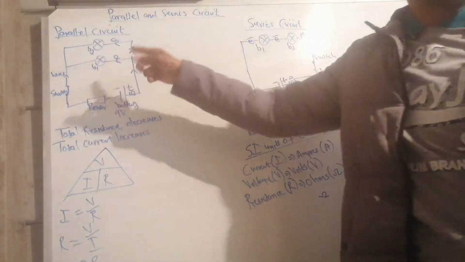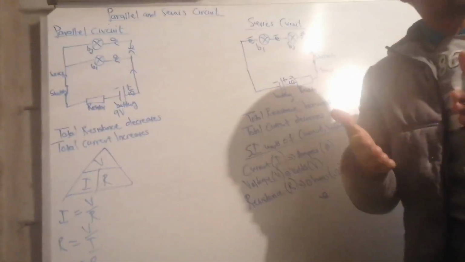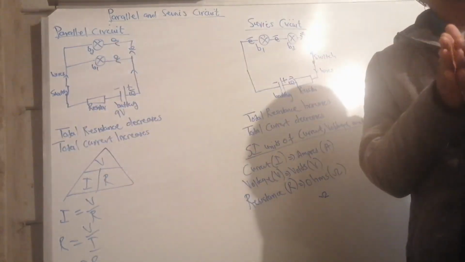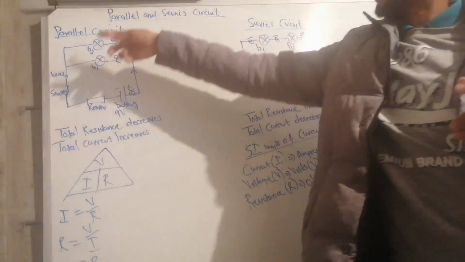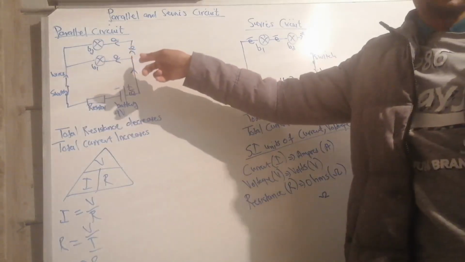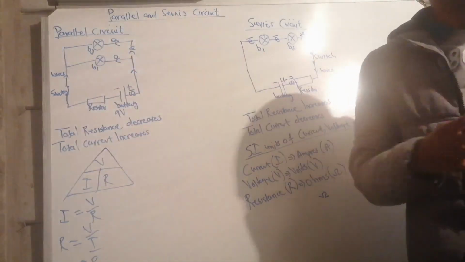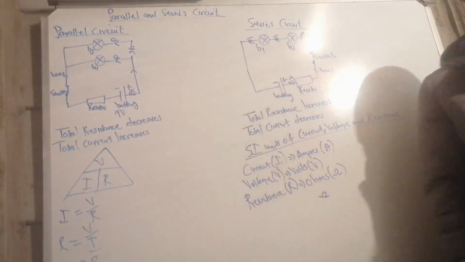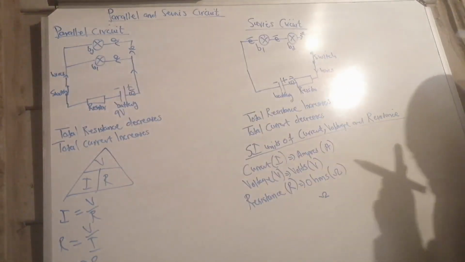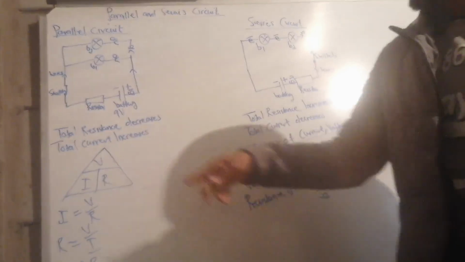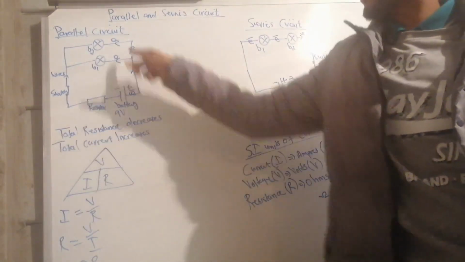The total resistance is the opposition to the flow of current. In parallel it decreases, and as you decrease the resistance, you are allowing more current to flow inside of this. Therefore, the bulb glows brighter. That is the actual difference between parallel and series. That is why the total resistance decreases.